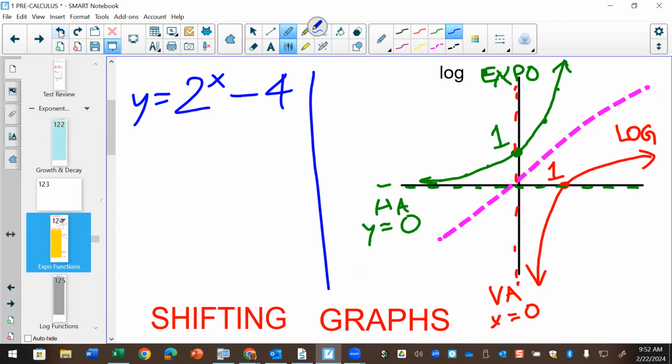Is that an expo or a log? It is an expo because where's the X? Upstairs, and there ain't no word log anywhere. So you just figured out it's greeny over here. Now use your skills. You brought these in your bag of tricks, didn't you? Or picked them up at sub school, maybe.